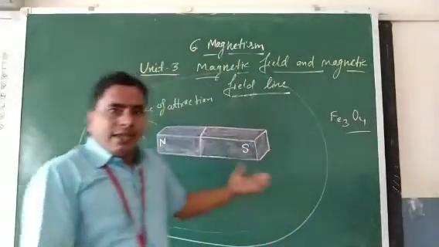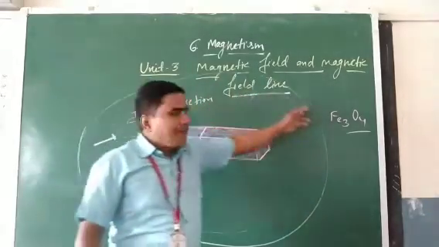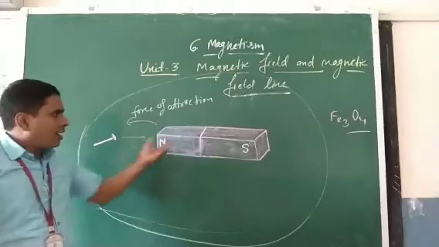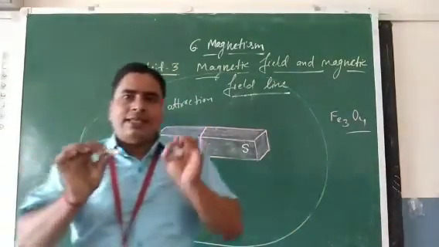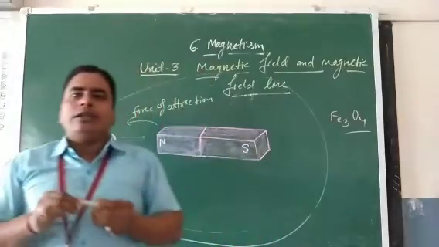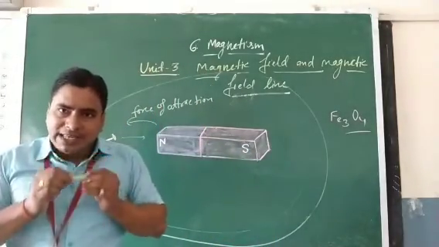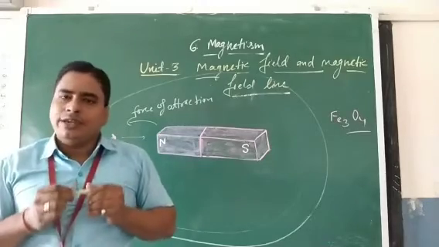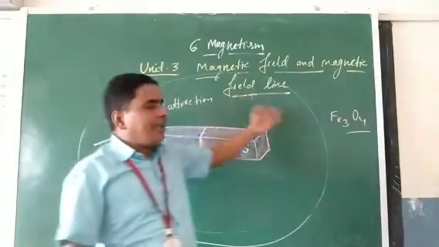Same as here in the case of a magnet. Okay, students? So the space or region around a magnet in which any magnetic substance like iron, cobalt, nickel, or some other substance experiences a force of attraction or repulsion, that particular field is called the magnetic field.